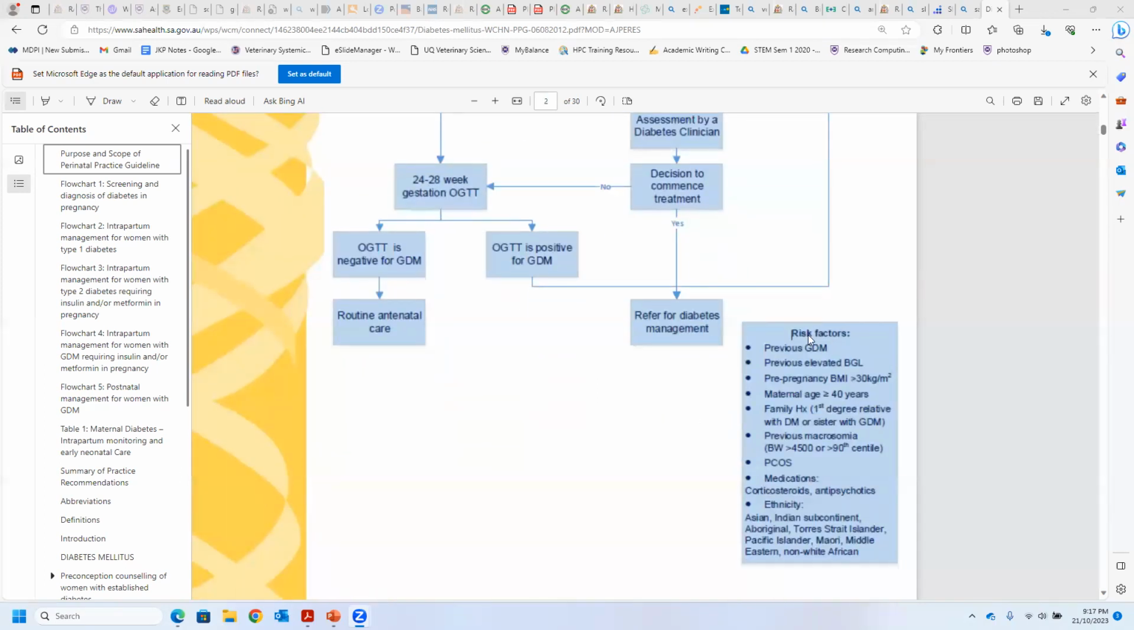So risk factors for the patient to be screened: previous GDM, previous elevated blood sugar levels in pregnancy or non-pregnancy, pre-pregnancy BMI more than 30, age more than 40, family history of first degree relative with diabetes or sister with gestational diabetes, previous baby that was huge, PCOS, medications like corticosteroids, antipsychotics, or ethnicity like Indians, Asians, Aboriginals, Maori, Middle Eastern, and non-white Africans. These are the high-risk groups, and we screen them.